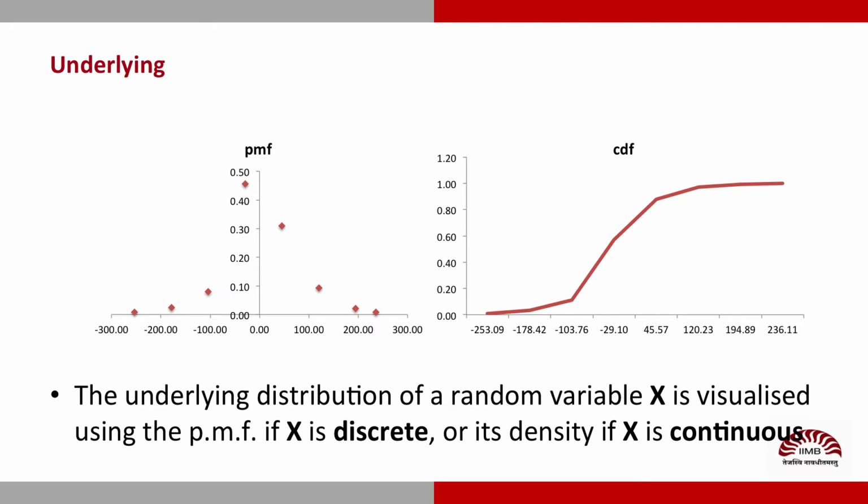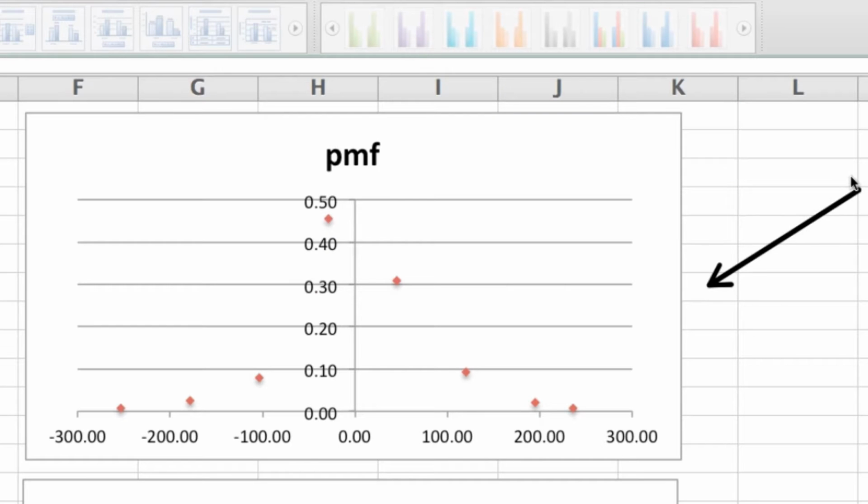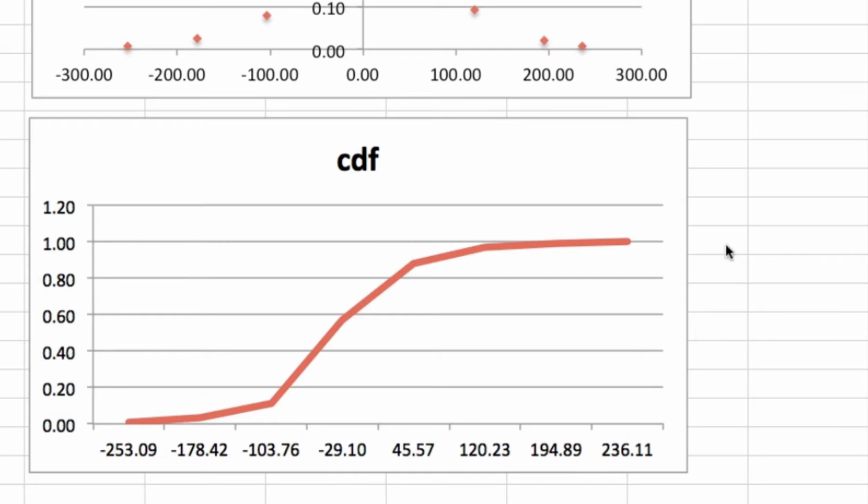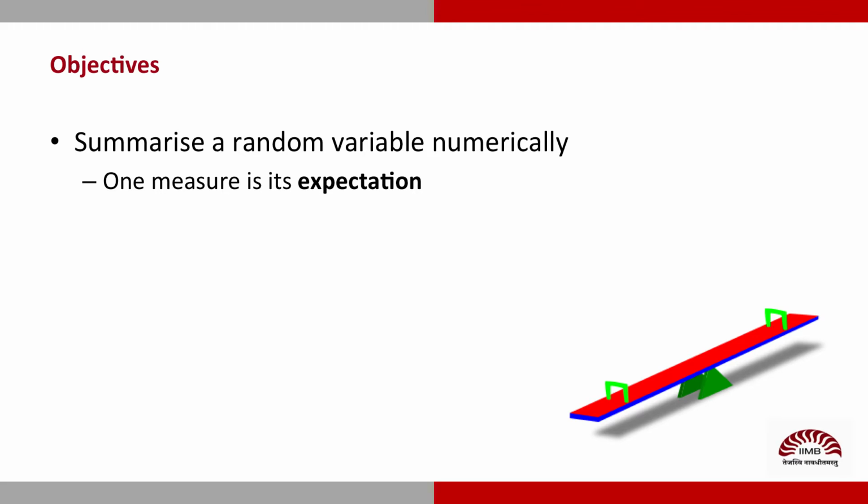In our last segment, we described a random variable visually using the probability mass function or PMF and the cumulative distribution function, which is CDF. But visuals alone aren't necessarily helpful when several variables are involved, like with a large portfolio of stocks. In this segment, we'll discuss ways to numerically summarize a random variable. We begin by calculating the expectation of a random variable from its underlying distribution.